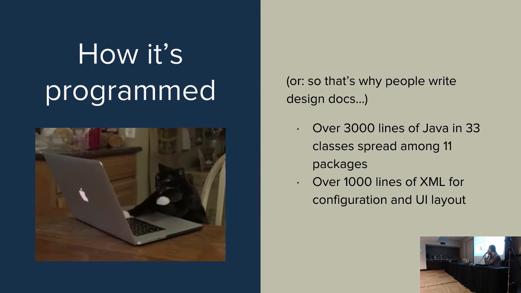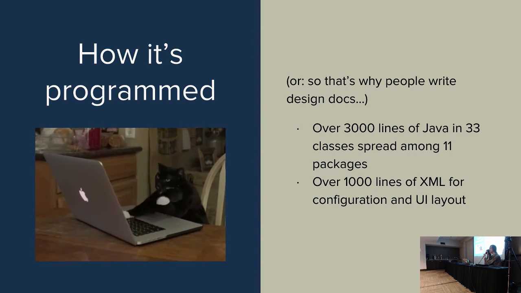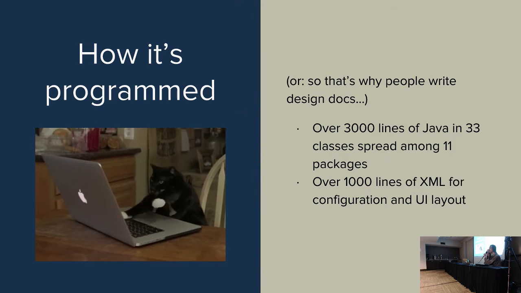So as I was saying, 3,000 lines of Java spread over 33 classes. In addition to that, we have about 1,000 lines of XML, and this is used for a variety of things.